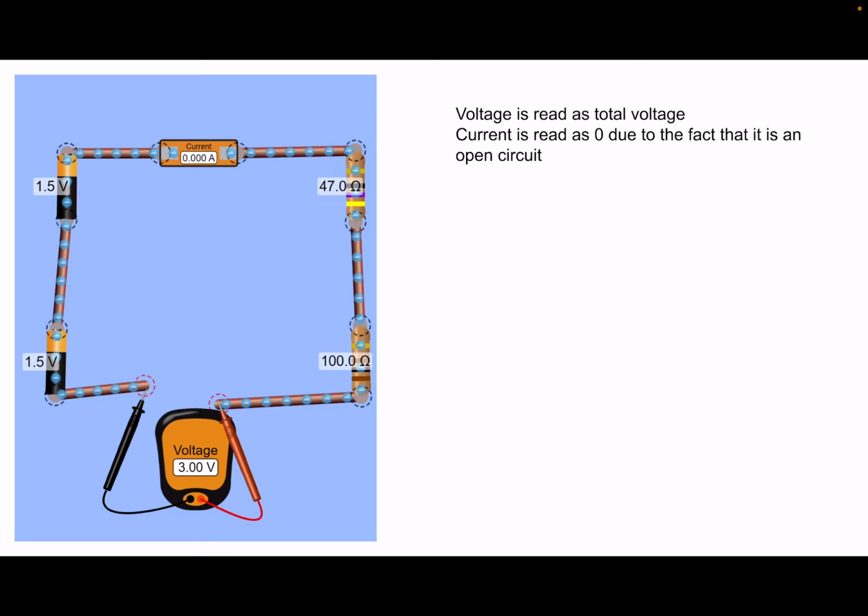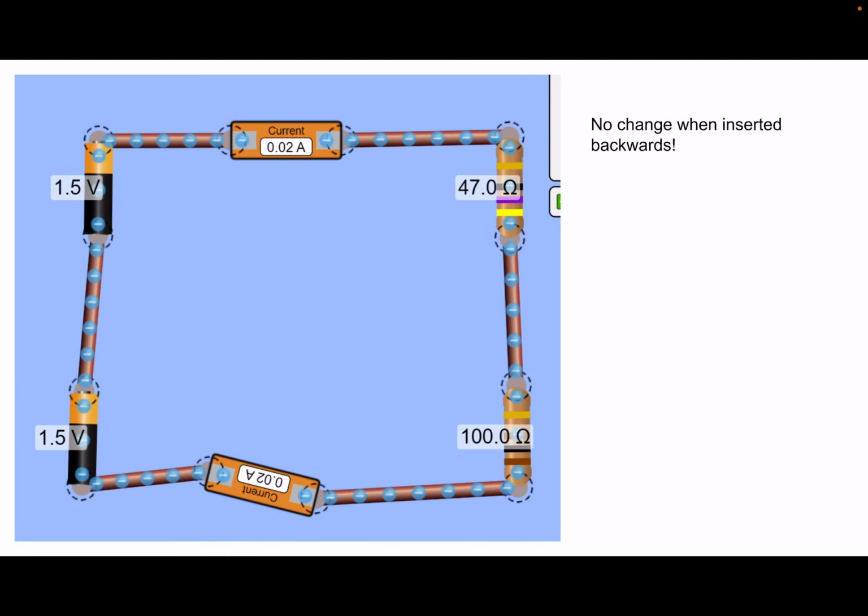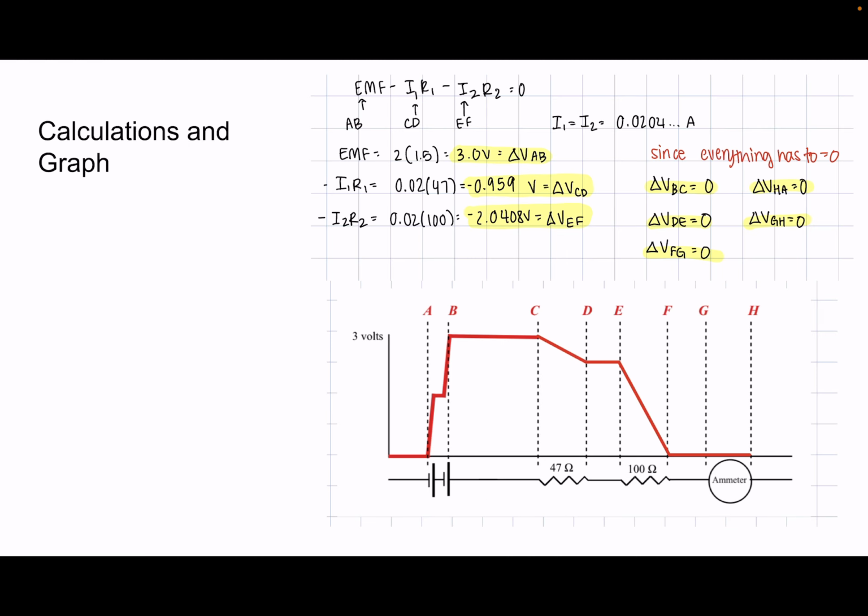And then we tried to put a voltmeter, and the voltage read was the total voltage that resulted from the two batteries, since 1.5 times 2 equals 3. And then the current is read as 0 due to the fact that it is an open circuit. And so the calculations and graphs for the circuit pictured here: the change from A to B was 3.0 volts, and then C to D was negative 0.959 volts, and then E to F was negative 2.0408 volts, and everything else had to equal 0 due to the fact that the total had to be 0.